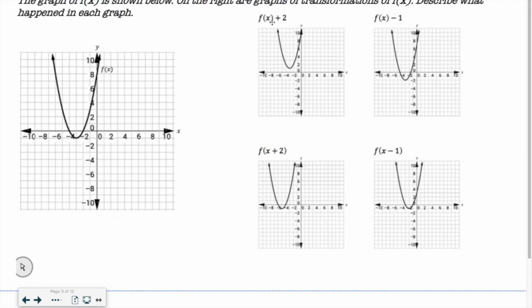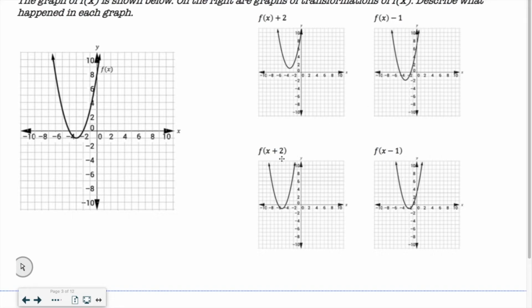So here, f of x, which is your y, plus 2. So they took the original function and they added 2 to the y value, which made it go up 2 places. So this was the original, now it's up 2 places. And then over here, they subtracted 1 from y. So instead of it being here, they made it go down to -2. So instead of it being at -1, now it's down to -2.